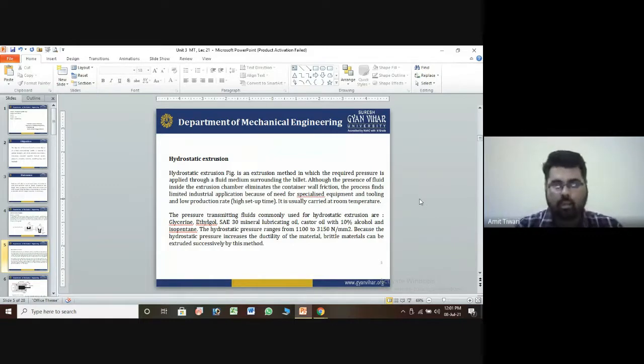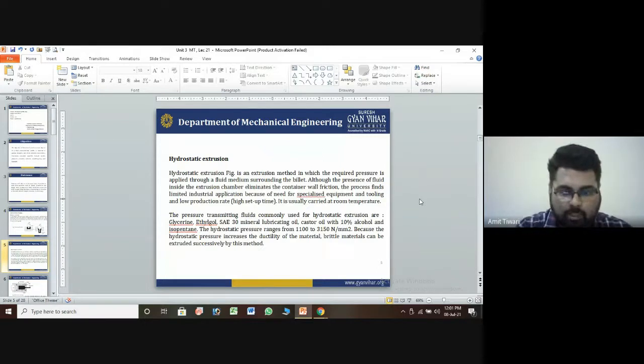Because of the need for specialized equipment and tooling, low production rate, and high setup time, it is usually carried out at room temperature. Basically, room temperature is required for the machining, and with the help of this you will be able to understand all the terms of the extrusion processes.